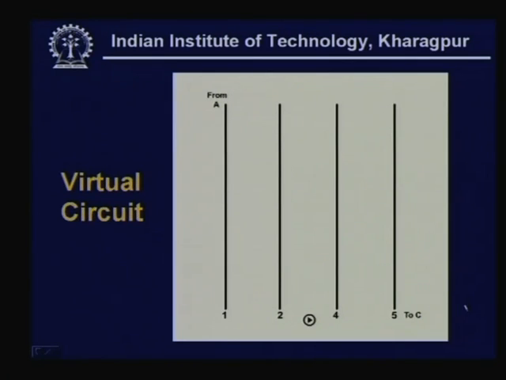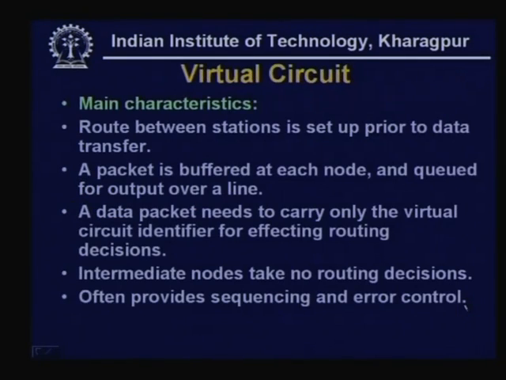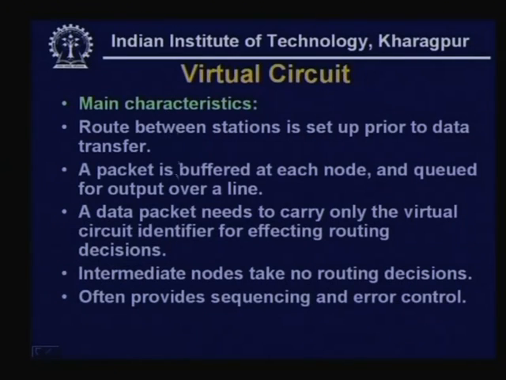So, we have seen that in virtual circuit packet switching, one main advantage is that different packets of the same message can go parallelly, somewhat similar to pipelining that is used in processors. So, these are the main characteristics of virtual circuit packet switching. Routes between stations are set up prior to data transfer, as I have already shown.